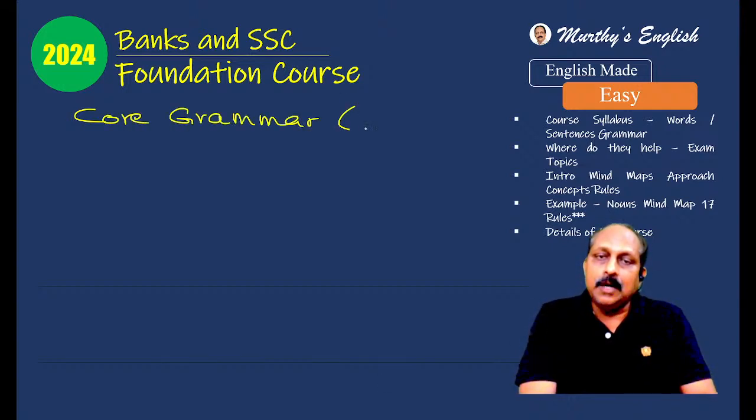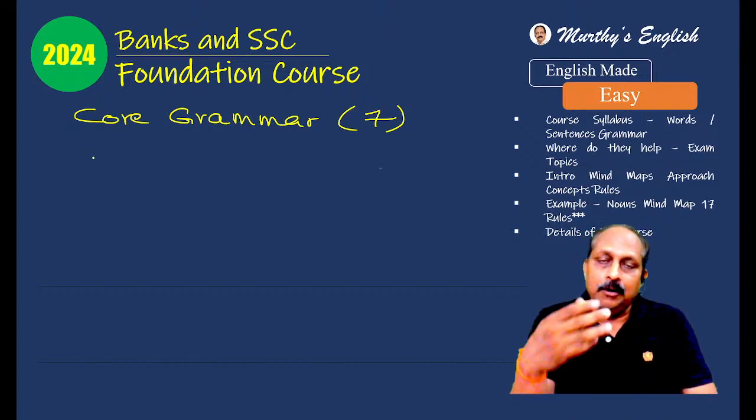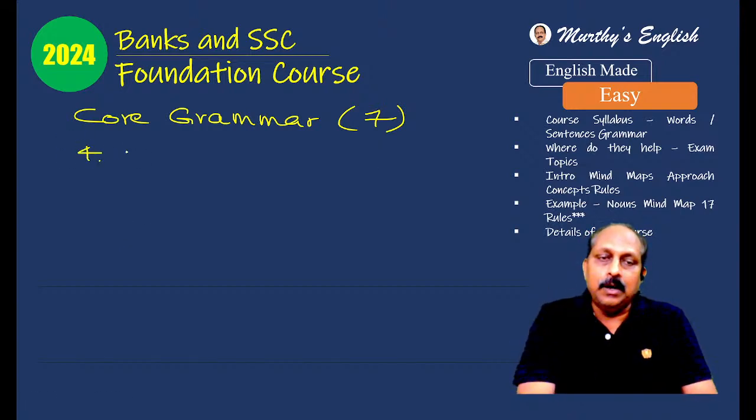Now, going to the second group, it is known as core grammar. And here we have 7 topics, and these are very difficult, even for native speakers, even for Americans and Britishers. First, we got three. I'll continue with that number. Fourth one, tenses. Tenses are very important.